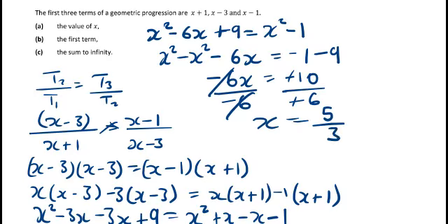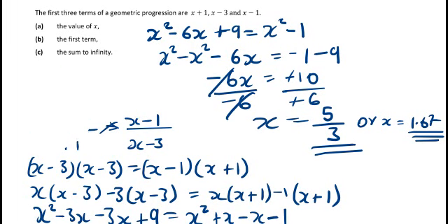And then if you want, you can use your calculator to get the decimal. So in the decimal form, that is 5 divided by 3. That is 1.666666, and then you can just round it off, so you can just say your x will be equal to 1.67 there. So either you put this one or that one, it is one and the same. So your value of x is 5 over 3. Now the second question, they are saying find the first term.